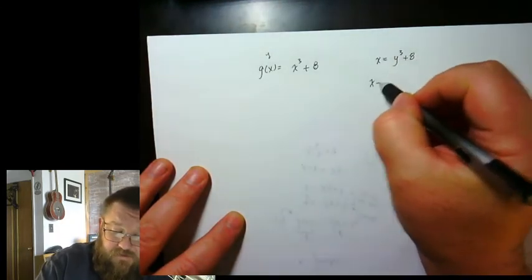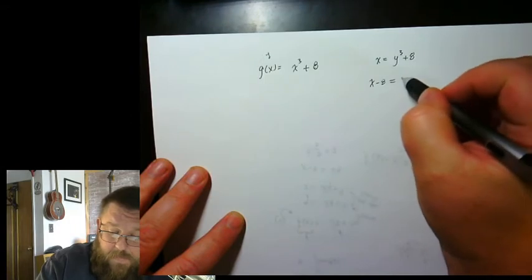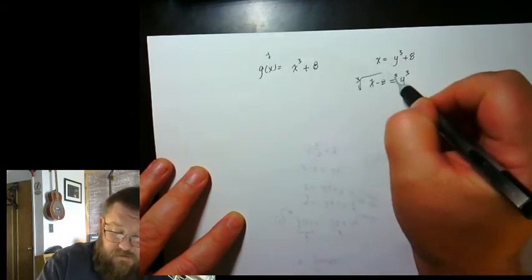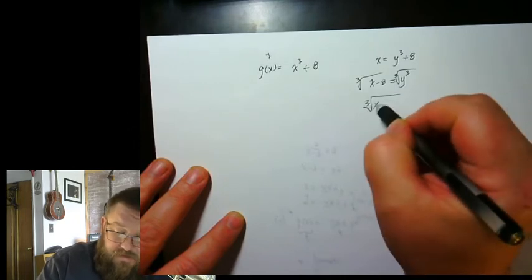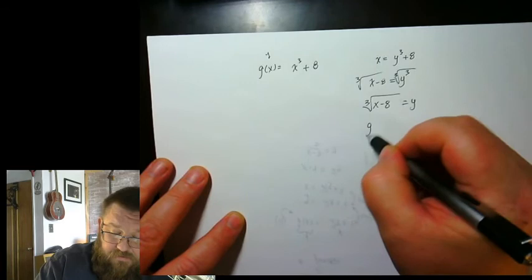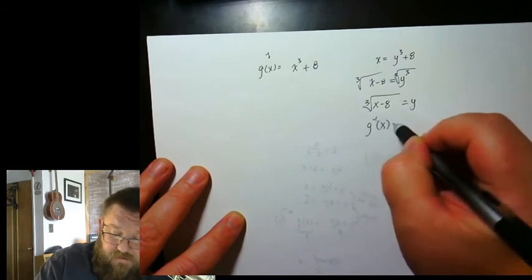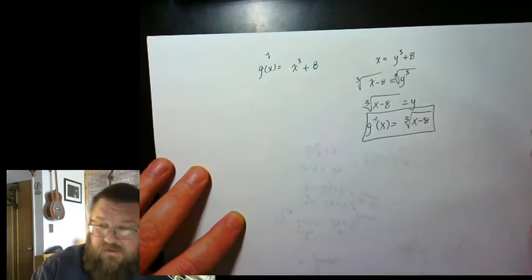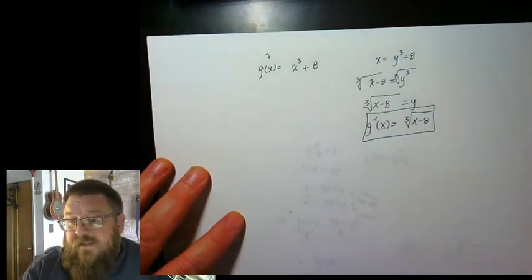So using our inverse operations, we subtract first. Then we're going to do the cube root of both sides. Do you see? So we're going to get the cube root of x minus 8 equals y. So our inverse would be the cube root of x minus 8. That's it right there. Pretty short and easy.